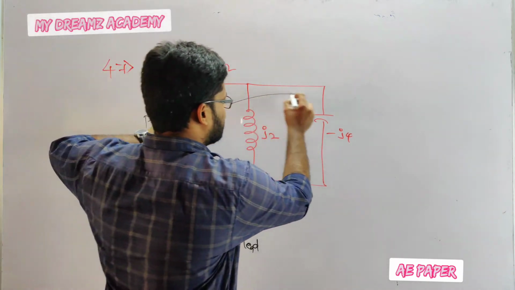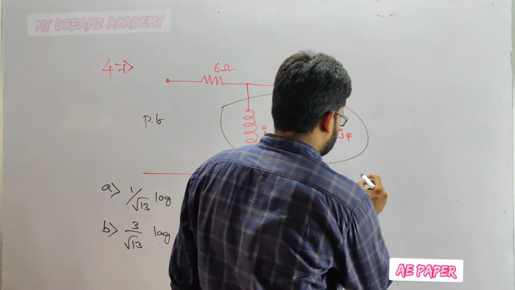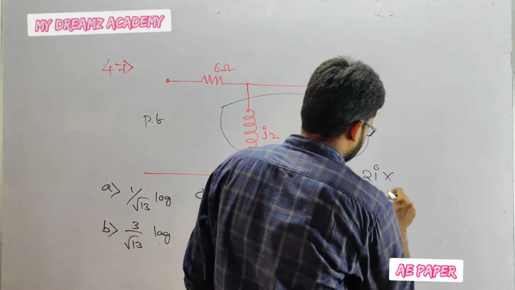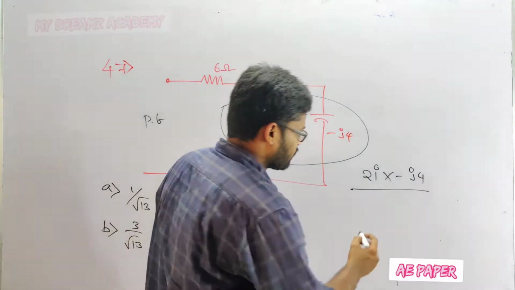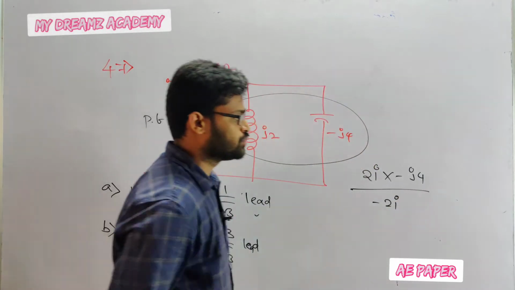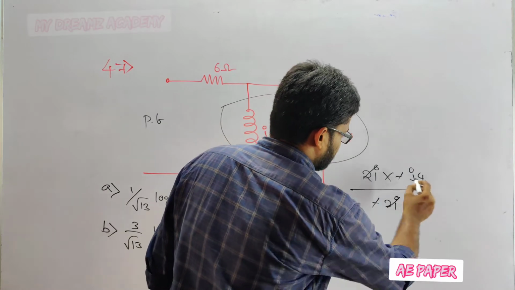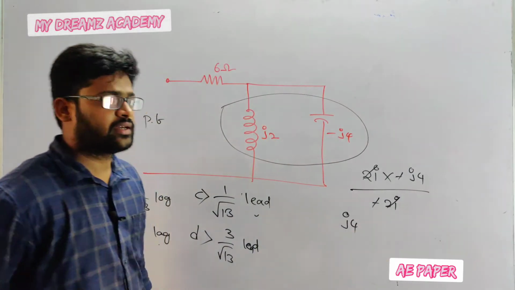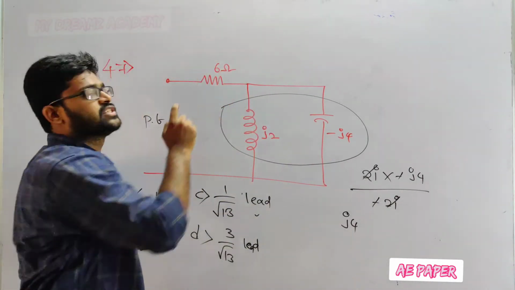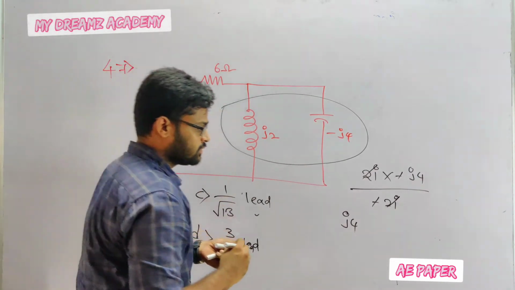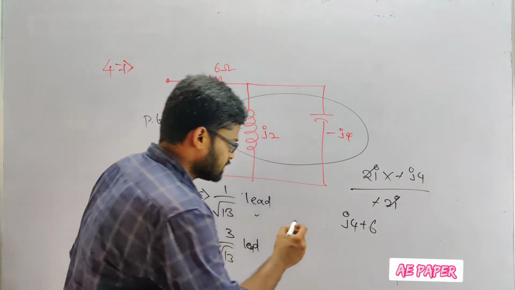These two are connected in parallel. What is the combination of the parallel connection? That is 2j into minus j4 divided by 2j plus minus j4. So it will give minus 2j, the 2j will get cancelled, minus will get cancelled, and j4. The parallel combination of this is in series with this one, that is j4 plus 6. So this is the impedance value.